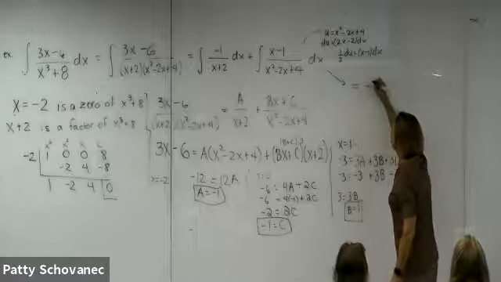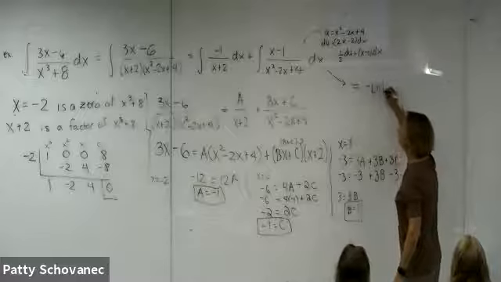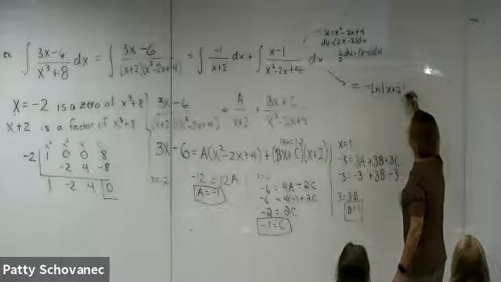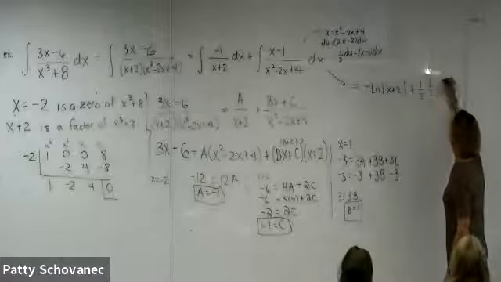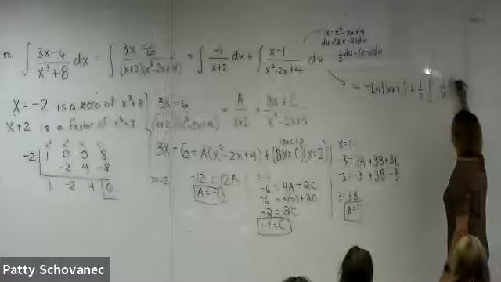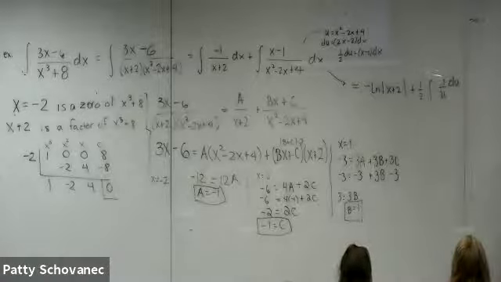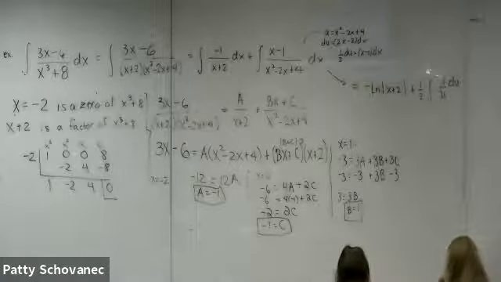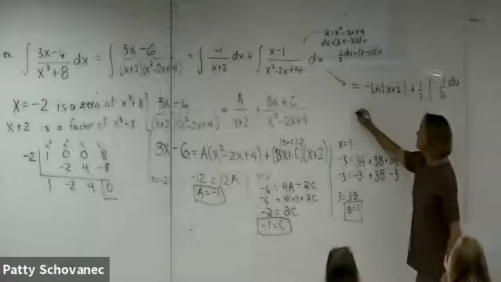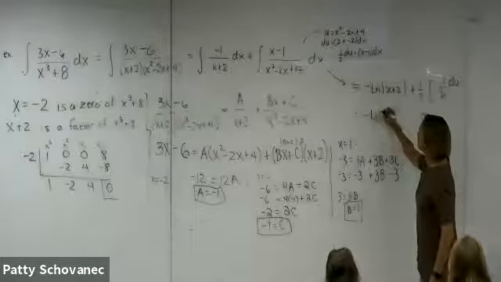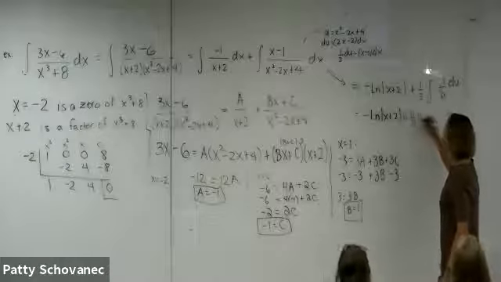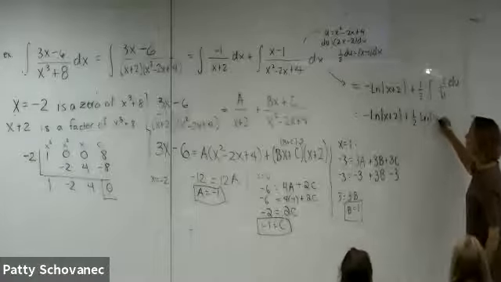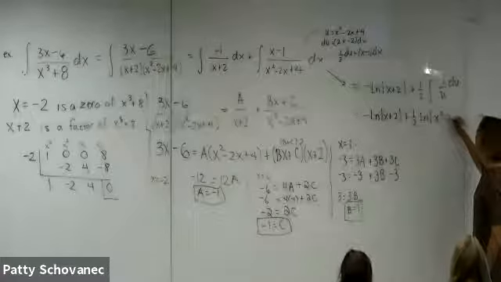So the first one's a logarithm, minus the natural log of X plus 2. The next one is going to have a 1/2 integral. That's a logarithm as well. And so I have minus the natural log of X plus 2 plus 1/2 the natural log of u, but u was x squared minus 2x plus 4.